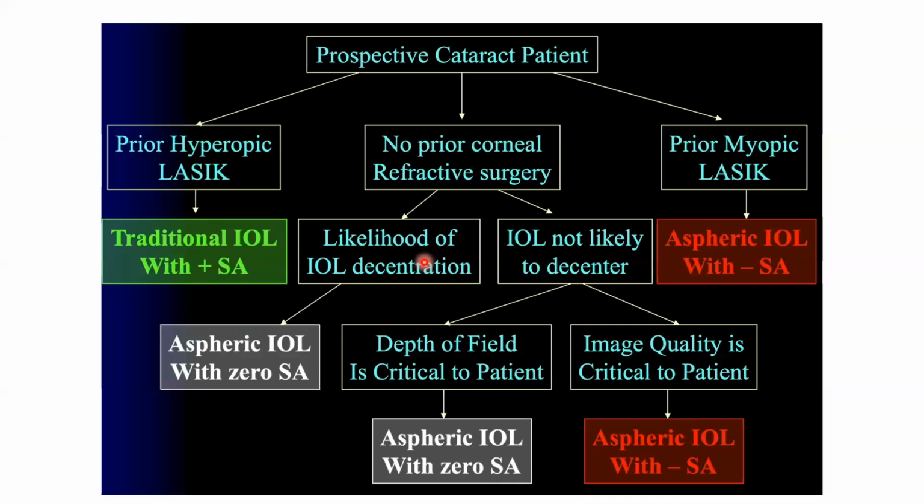So in a prospective cataract patient with prior hyperopic LASIK, we use the traditional IOL with positive spherical aberration. In a patient who has not had any prior corneal refractive surgery but has a risk of IOL decentration, we go with an aspheric IOL with zero spherical aberration. If the IOL is not likely to decenter and image quality is critical to the patient, we use an aspheric IOL with negative spherical aberration. And in patients with prior myopic LASIK, we straight away go for an aspheric IOL with negative spherical aberration.